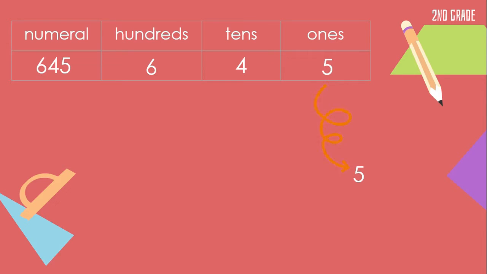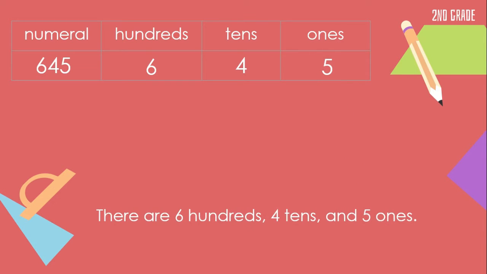So, what did I say? For ones, we don't put a 0. For tens, only one 0 after the number. And then for hundreds, two zeros after the number. This means that there are 6 hundreds, 4 tens, and 5 ones.